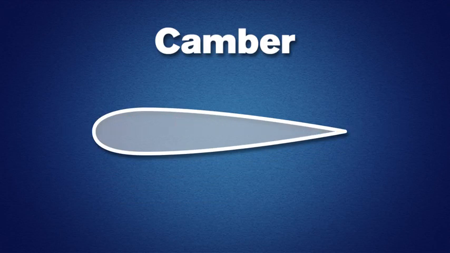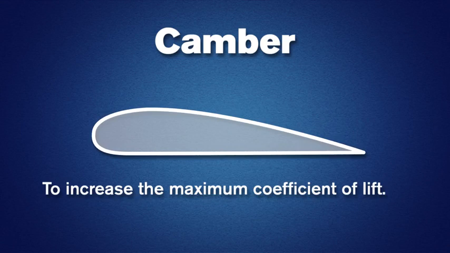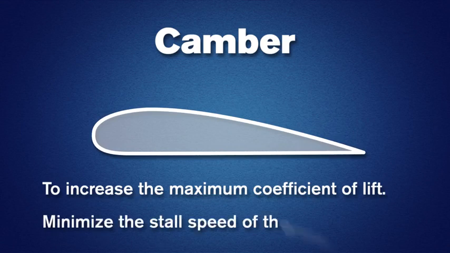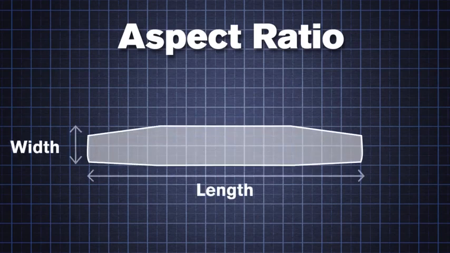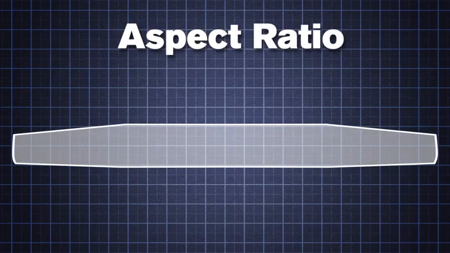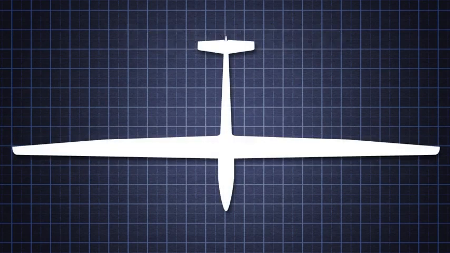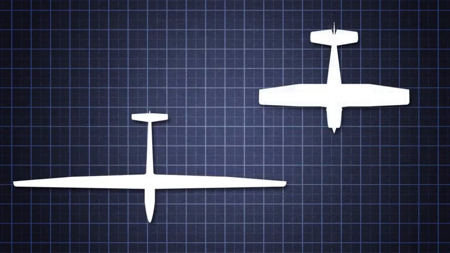Camber is usually designed into an airfoil to increase the maximum coefficient of lift and thereby minimize the stall speed of the aircraft. The wing's aspect ratio is the relationship between the length and width of the wing. Generally, the higher the aspect ratio, the more efficient the generation of lift is. For example, gliders have very long, skinny wings, giving them a higher aspect ratio compared to a Cessna 172.